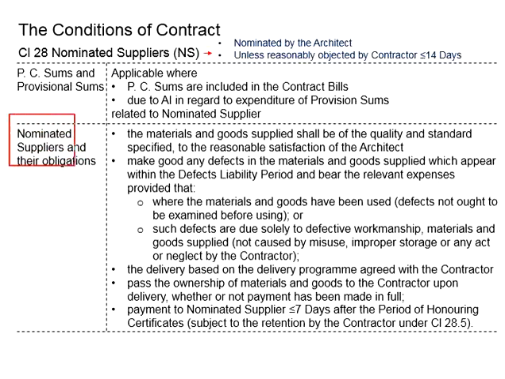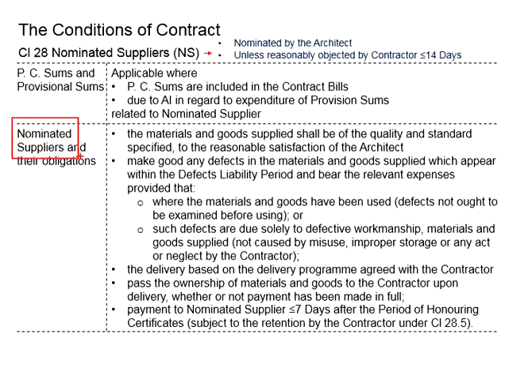Next, the nominated supplier will need to deliver the materials and goods based on the delivery program agreed with the contractor. The nominated supplier will need to supply the materials on time so that it doesn't interrupt or cause any delay to the work progress of the contractor.